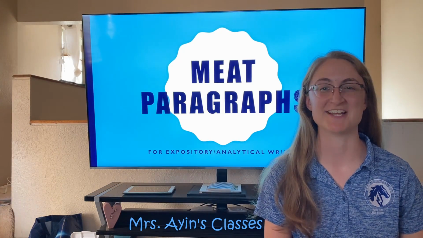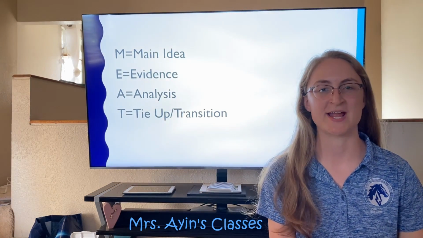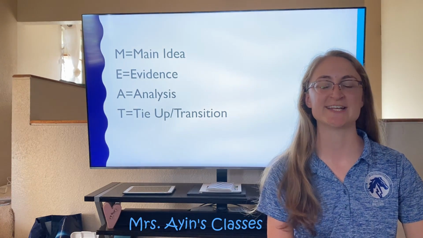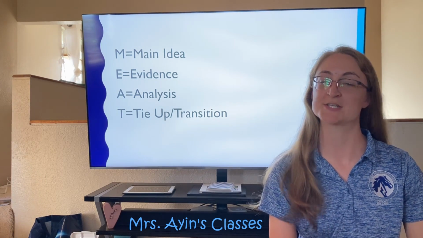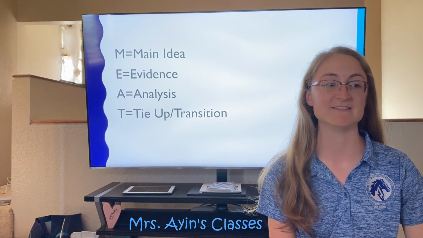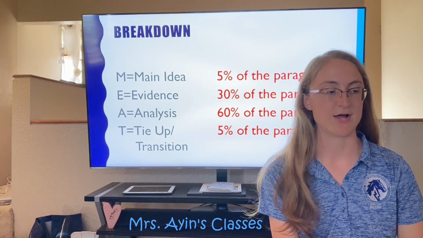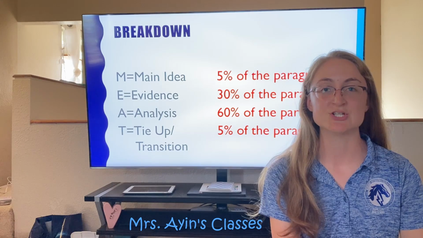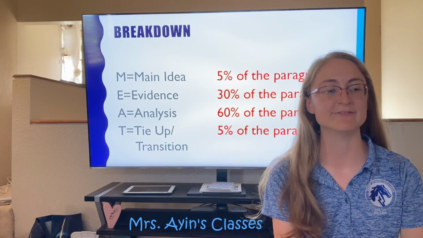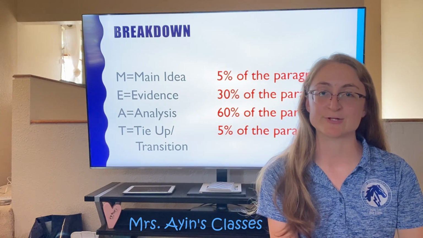E stands for evidence. Just as a brief reminder, the M stands for main idea, the E is for evidence, the A is for analysis, and the T is either for tie-up or transition, depending on where in your essay the paragraph is. A quick breakdown: the M and the T should only be 5% each of the overall length of your paragraph. The E should be a little bit longer.